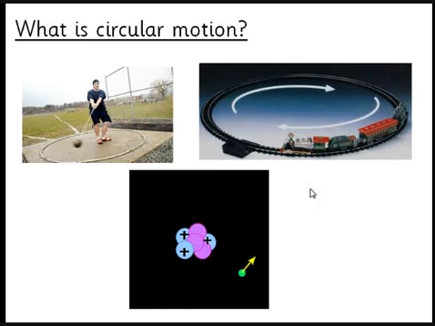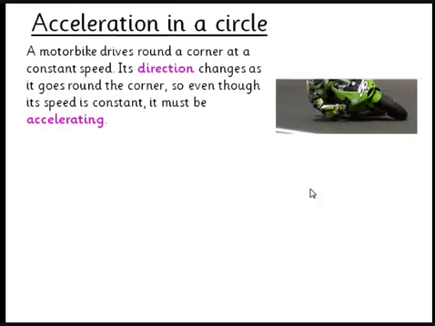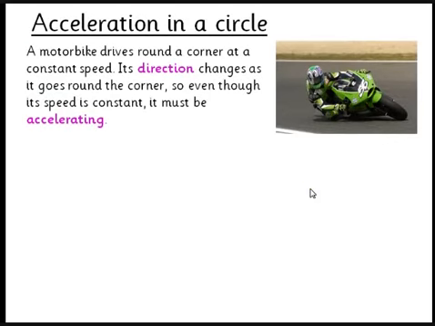We need to go just a little bit further than that though. So let's just think about what an object moving in a circle is doing. If you imagine a motorbike drives around a corner at a constant speed, we need to think about its direction. Now, its direction is constantly changing. So even if the motorbike is travelling at a constant speed, then the direction that it's going in is constantly changing.